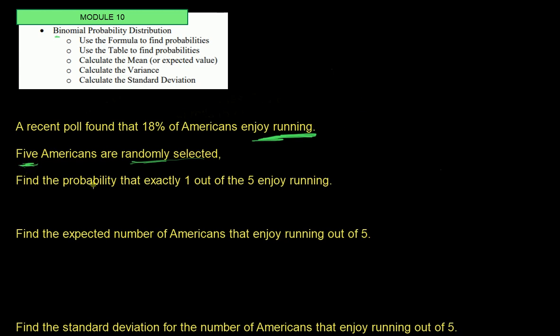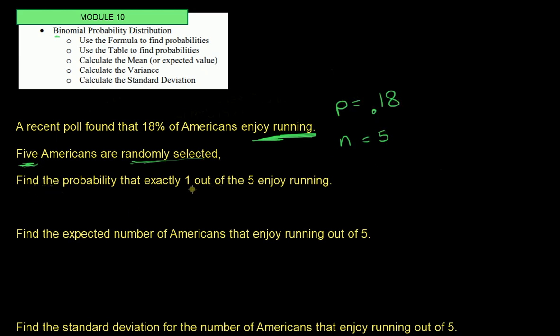So we're starting to see the binomial distribution form, where p, the probability of success, the probability of yes, or the probability of the positive, in this case enjoying running, is 0.18. Okay, and n, the number of trials or the number of people that are selected, is 5. Okay, so that's how we're recognizing, oh, this is a binomial probability distribution. I have my n and my p. Okay, good. So let's continue to read.